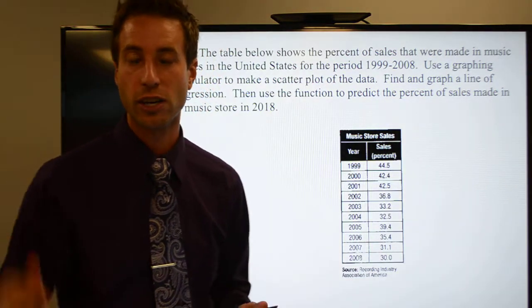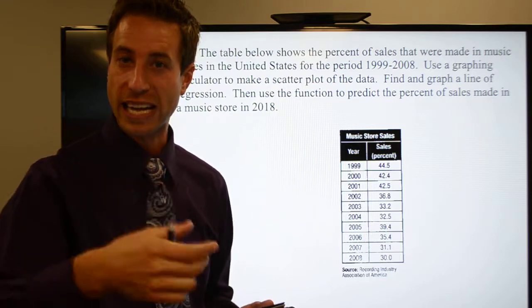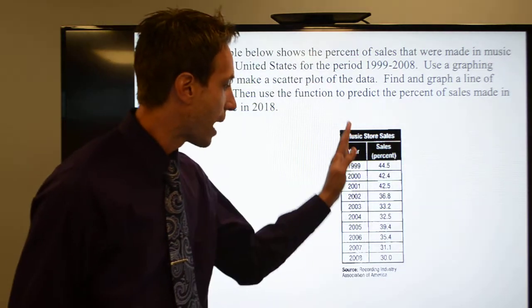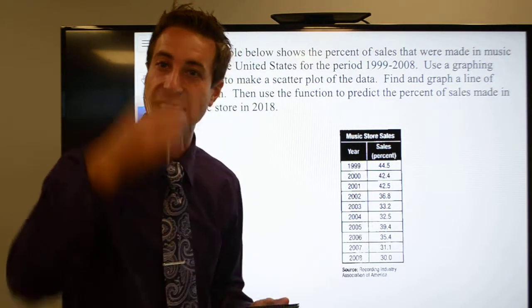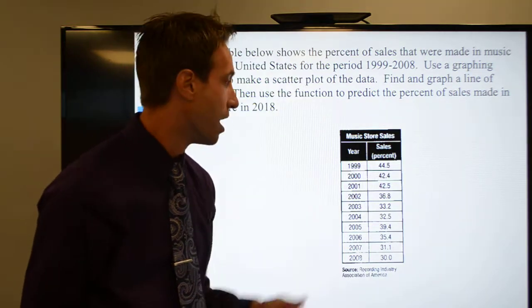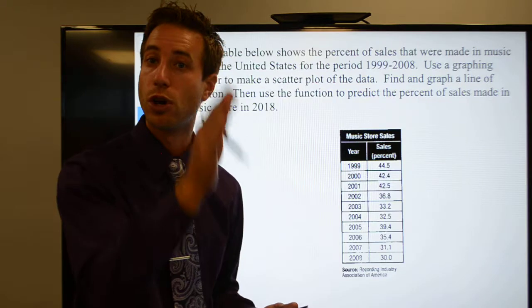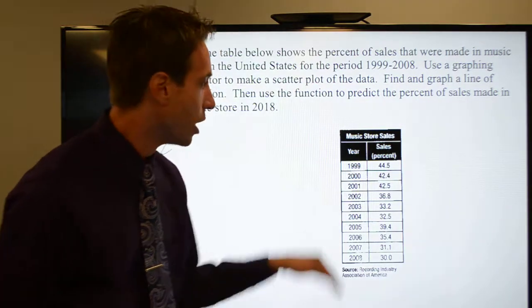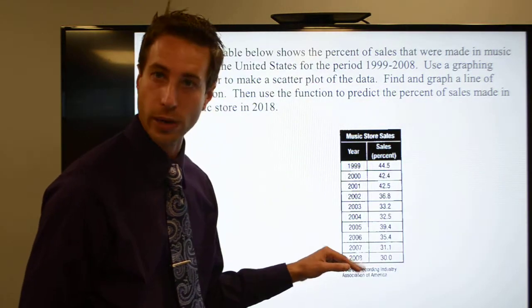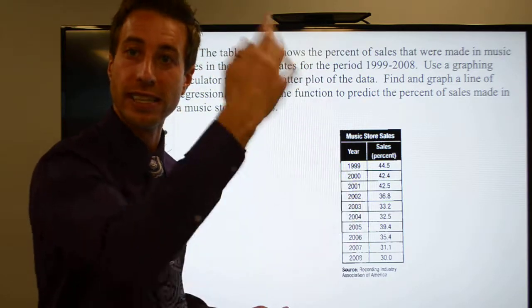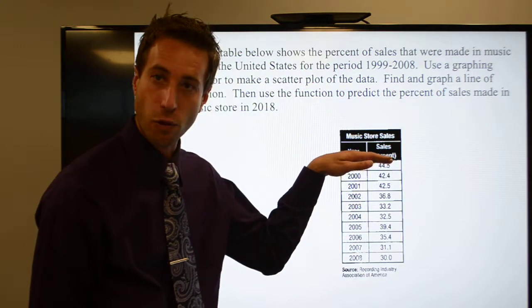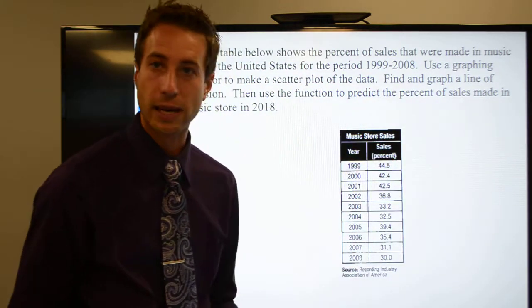Remember, the first thing you're going to do is go into Stat. You're going to hit Enter for Edit, and you're going to go ahead and enter the data as is into that table. The year will go in the first column. The percent sales will go into the second column. You'll start at 1999, go all the way to 2008, then move over into the second column. You'll start at 44.5, and you'll go all the way down to 30.